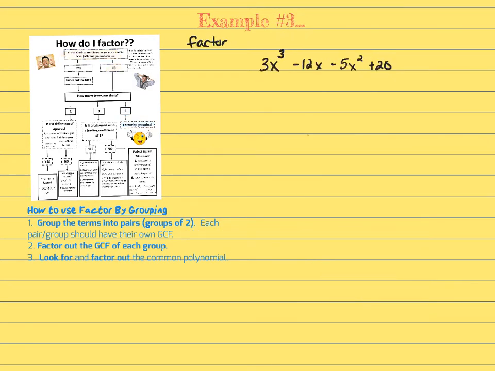So here's our last example. We need to factor this, and whenever we factor, no matter what it looks like, we should always use our factoring flowchart. So the first thing we're going to look for is to see if everything has a GCF.